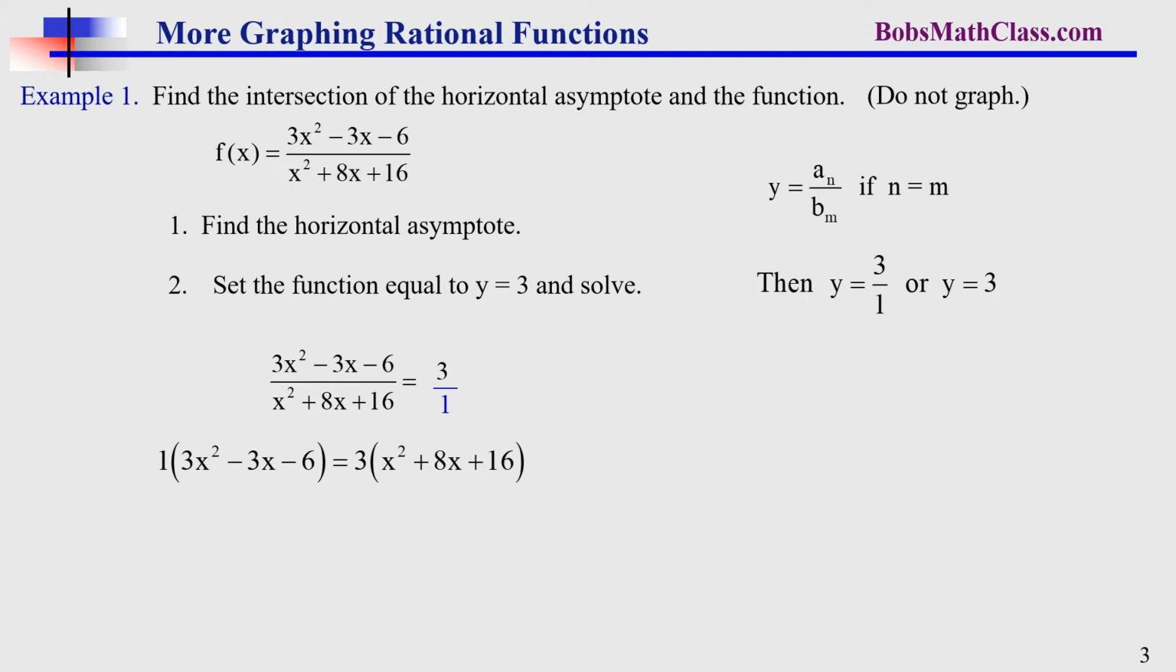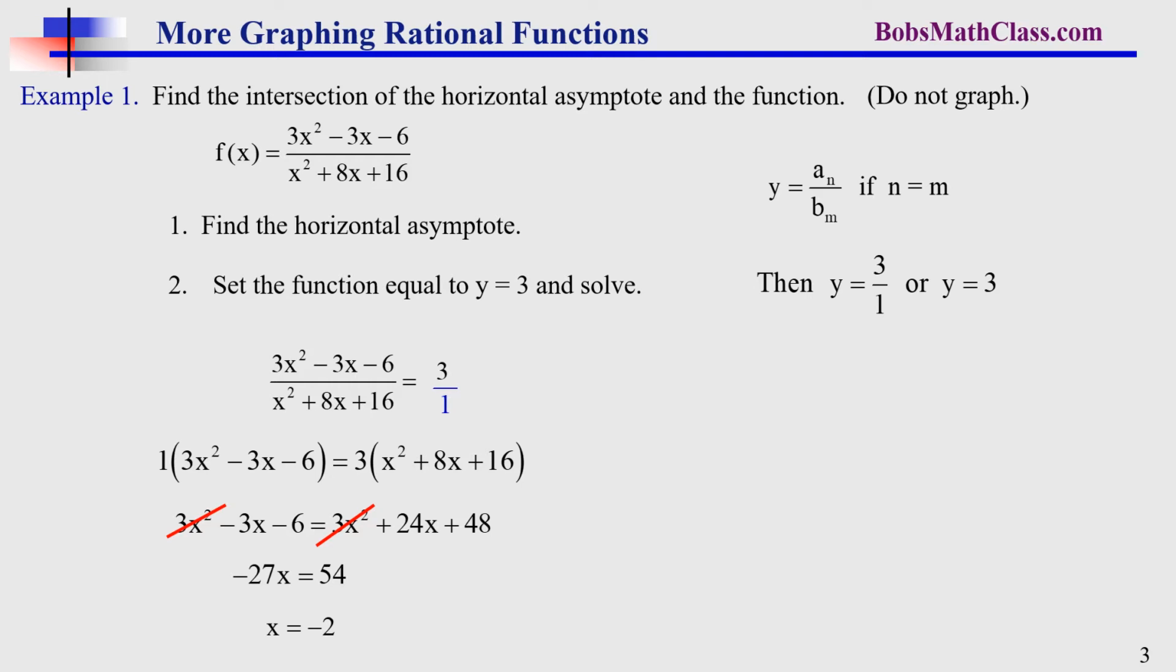Now distribute the 1, and distribute the 3 on the right. And now the cool thing that happens is that the x squareds cancel. If you subtract 3x squared on both sides, they'll both cancel. So we don't have to worry about that. Now let's just solve what we have left. Bring the 24x to the left, bring the negative 6 to the right. So you should get negative 27x equals 54, then divide by negative 27. And we got our x value, negative 2.